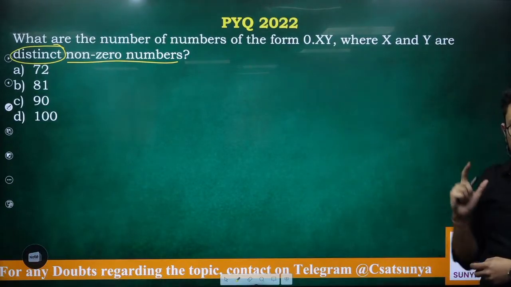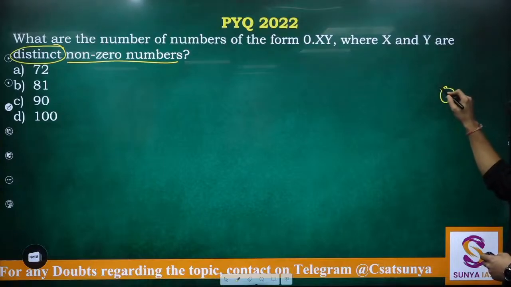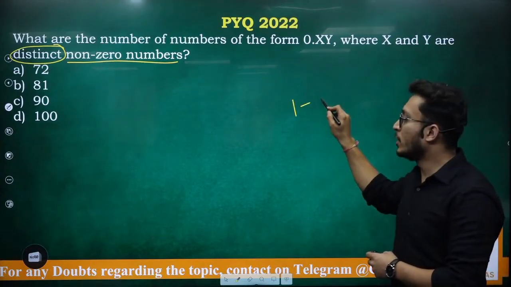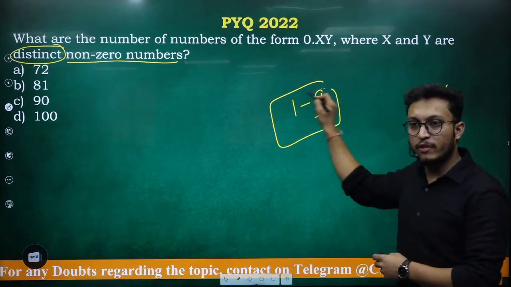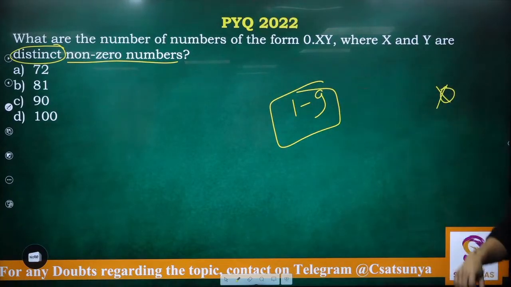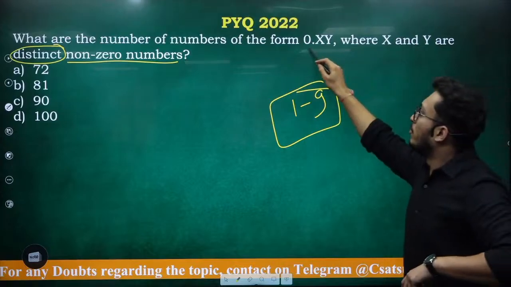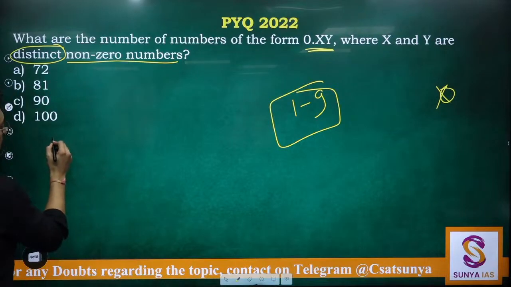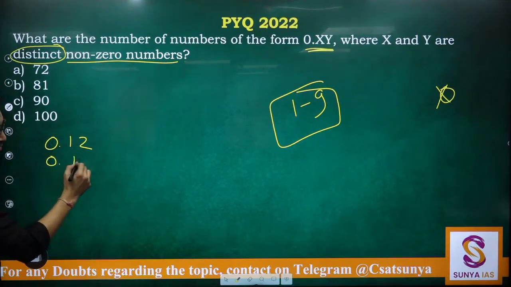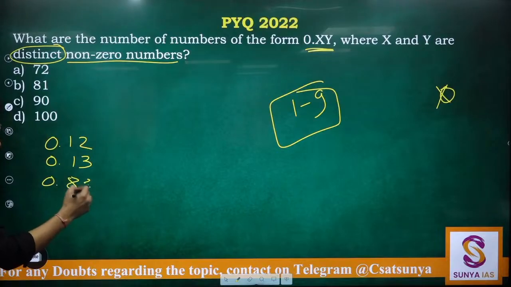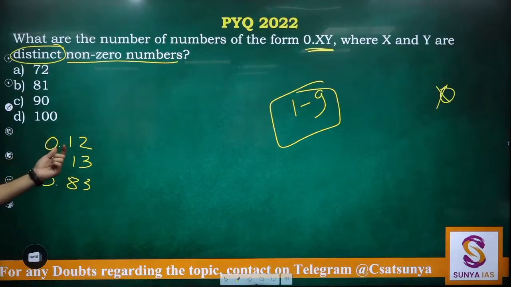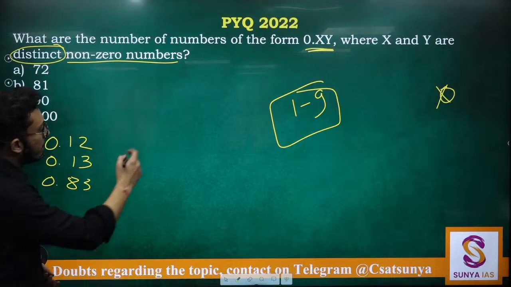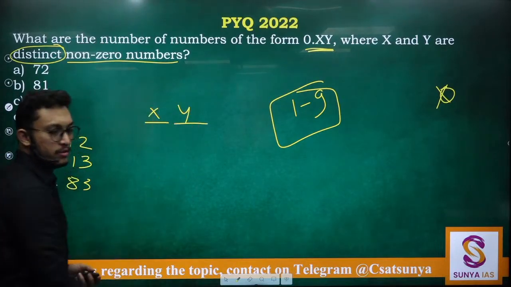Second is non-zero numbers, that means you don't have a zero with you, so you have only 1 to 9, these many digits available to you. You are supposed to form numbers of this form. Now how are these numbers? These are all these numbers. This way I can form any of the numbers. They are asking me how many such numbers I can form. Basically 0 point is common. All I need to play with is between x and y.